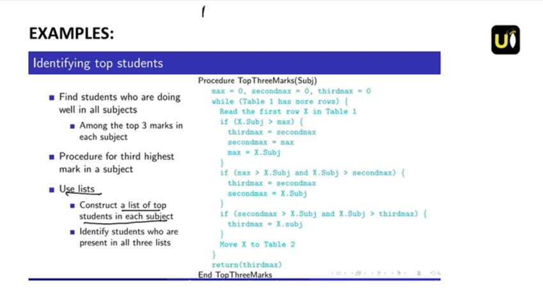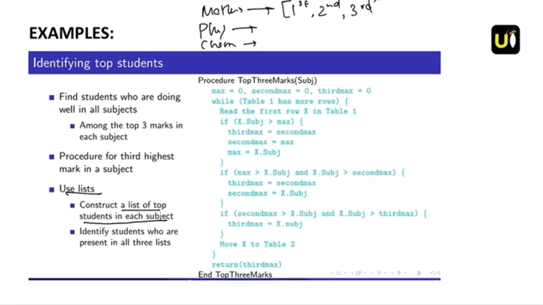So let's say we have maths, physics, and chemistry, and then we have a list for all the 3. You have to find the first student, second student, third student, and we do the same for physics and chemistry. Then to find the top students, we have to find students who are common in all these lists. So let's say there's one student who is first in maths, second in physics, and first in chemistry, or there's a student who is third in maths, third in physics, and second in chemistry. We have to find such students whose names are common in all the 3 lists.